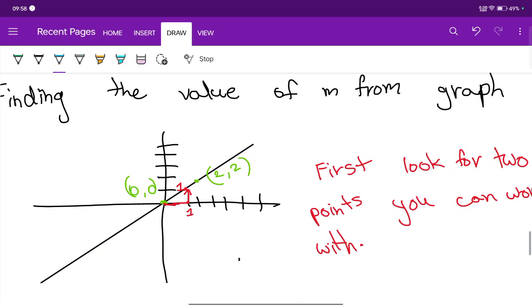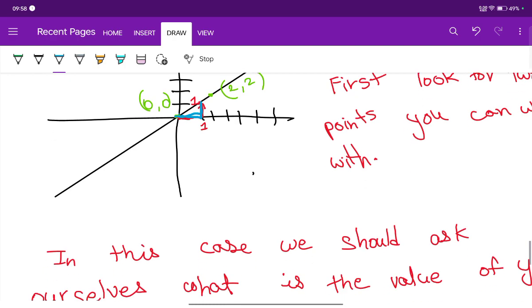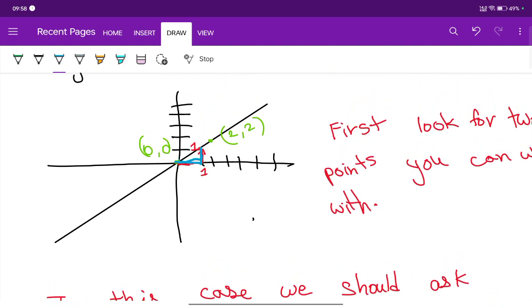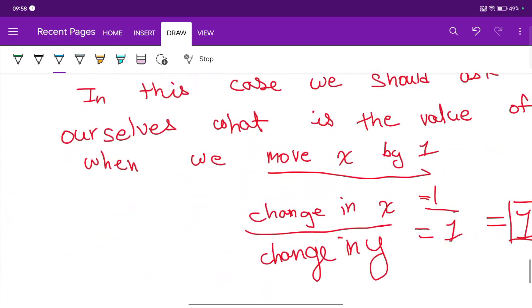Now we can also find the value of m from a graph. In straight lines, this is known as a slope. Let's find the slope. So if we move x by 1, we will also move y by 2. It is not compulsory that we have to move x by 1, because there could be any value other than 1. So you can even take 2 or 3, and then you have to put the x value in the denominator.